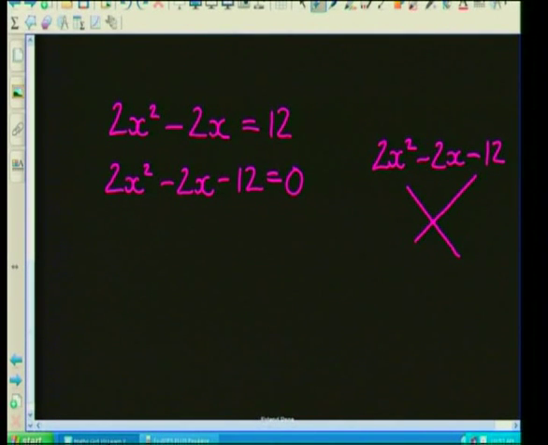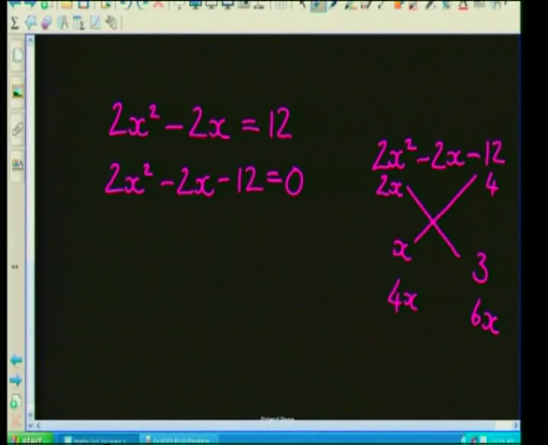What are two factors of 2x squared? Well, we've got 2x and x. And what are two factors of 12? Let's start with 4 and 3. 2x times 3 gives us 6x. And 4 times x gives us 4x. Now, is it possible to put these together so that they make -2x? Not at the moment, but keep in mind that it's -12 that we were meant to have here.